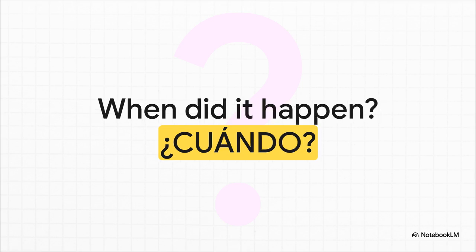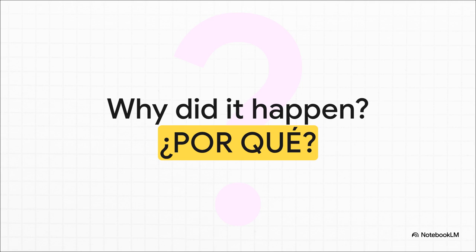So, what about chronologies? Well, if you need to pin down a time frame, like a day, a month, or an exact hour, you pull out cuándo, when. It's basically your grammatical timestamp. And then, of course, we have por qué, why. Notice it's written as two separate words with an accent on the E. Por qué is absolutely crucial for digging deeper.